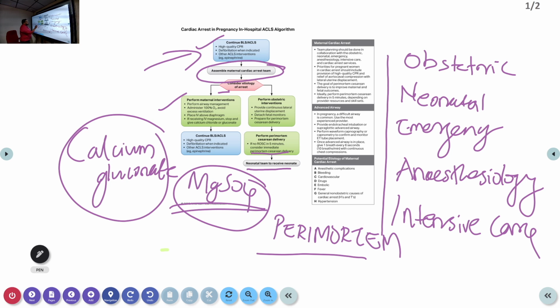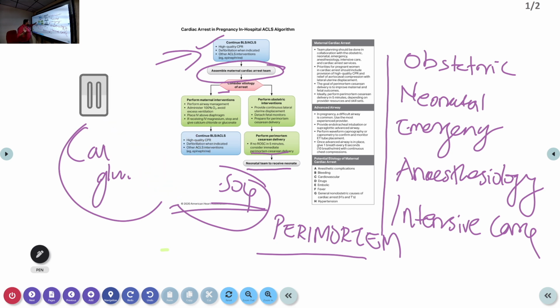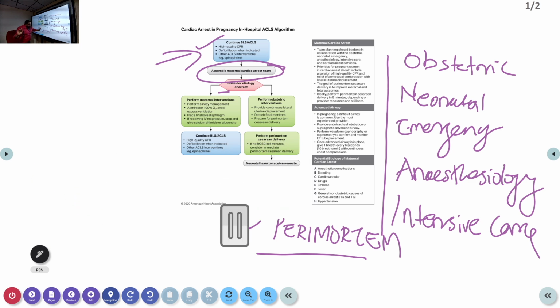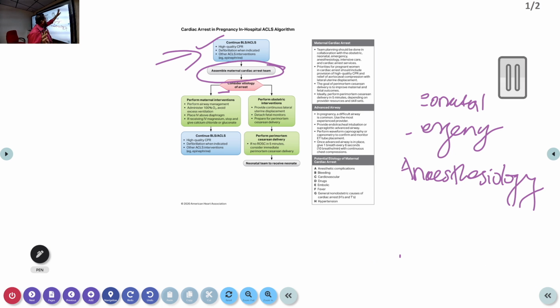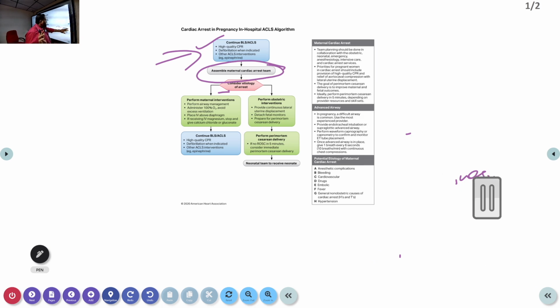Meanwhile, you continue high quality CPR and defibrillation whenever indicated, and other ACLS interventions, whatever we have discussed. We need to continue that. Then there are certain other causes that you need to remember. The routine 5H and 5Ts are there, but there are certain other things that you need to consider when it is a maternal cardiac arrest, even a pregnancy related cardiac arrest. This is the algorithm that we have seen.